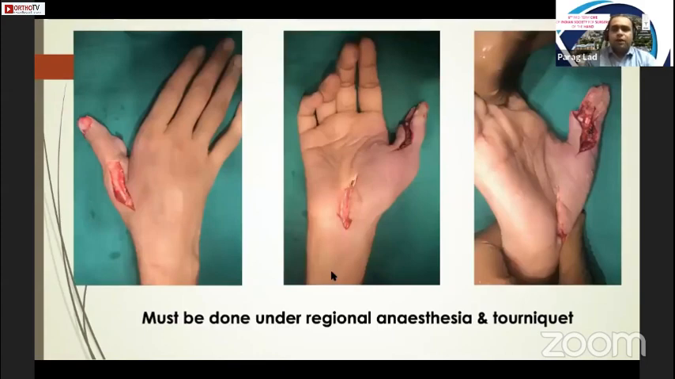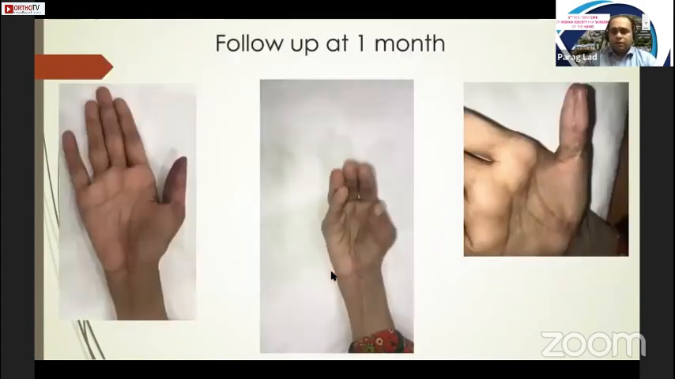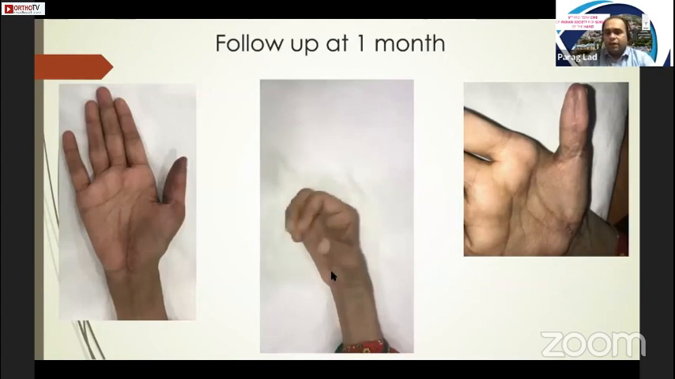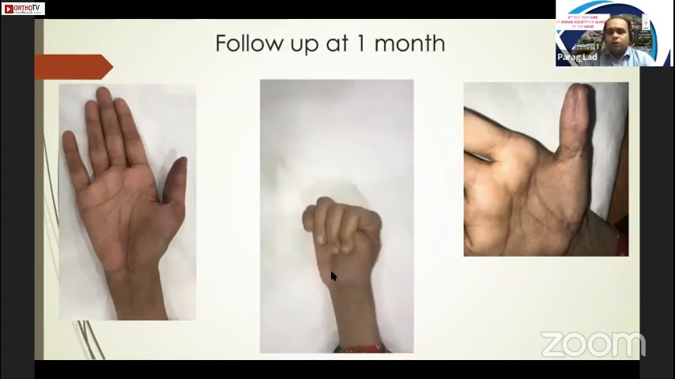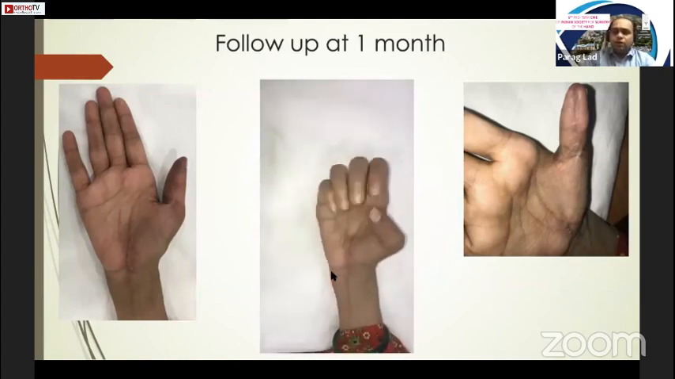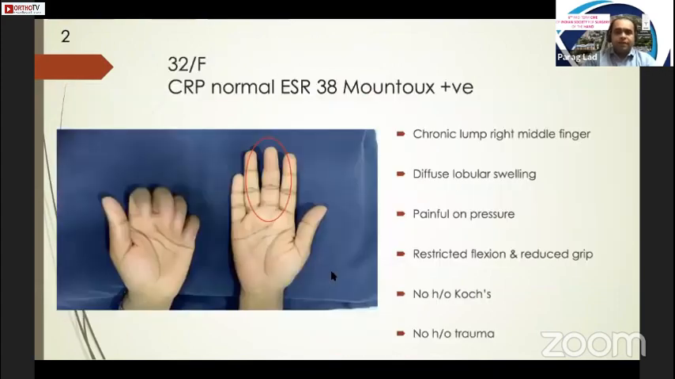These patients usually need a thorough debridement, and once you debride them and take a culture, these patients usually heal well by primary intention. And these cases have to be done under digital or local regional anesthesia and tourniquet. Usually wound healing is never an issue, and they usually have excellent results.